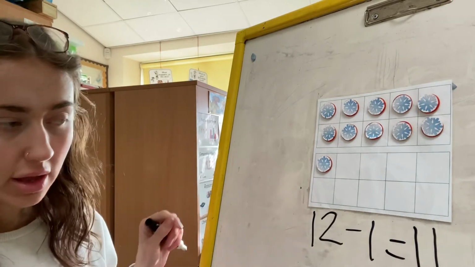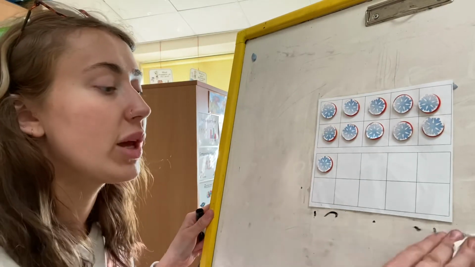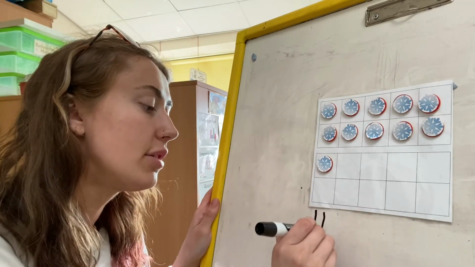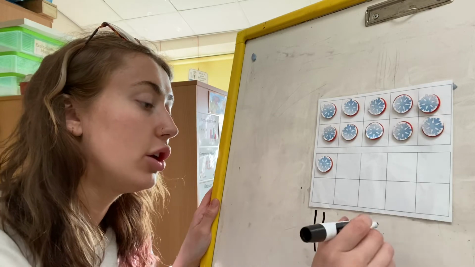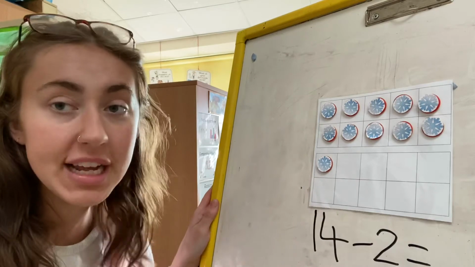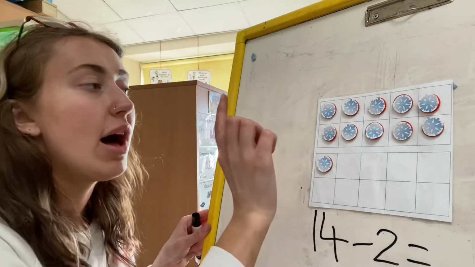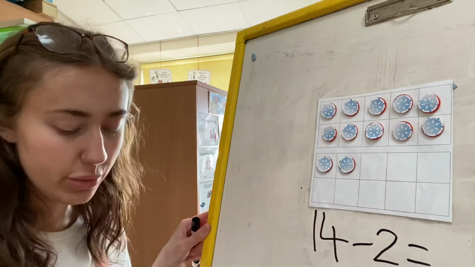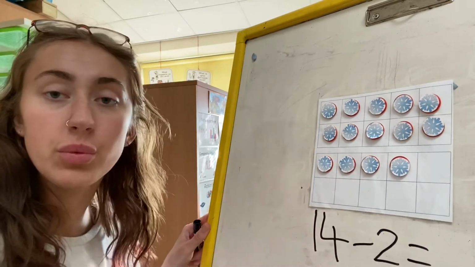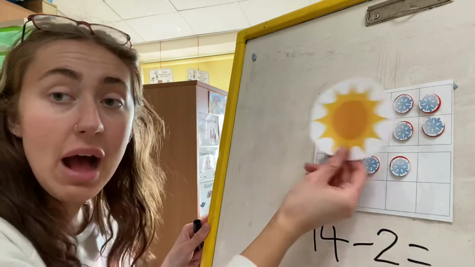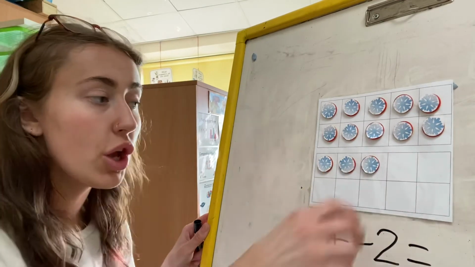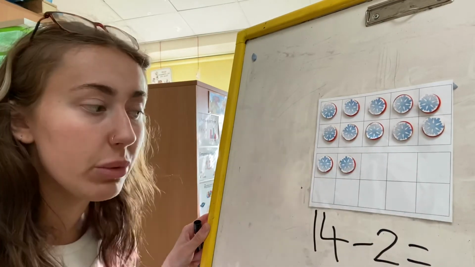Well done. And let's just do one more and see if we can get the answer. So I'm going to put 14, take away 2. I'm going to find out what that equals. So let's make 14 on our tens frame. So we already have our 1 ten and we need 4 1s. 1, 2, 3, 4. 1 ten and 4 1s. We have 14. But the sun has come out and it's melted away 2 of them. So we're going to have to take 2 away. 1, 2.